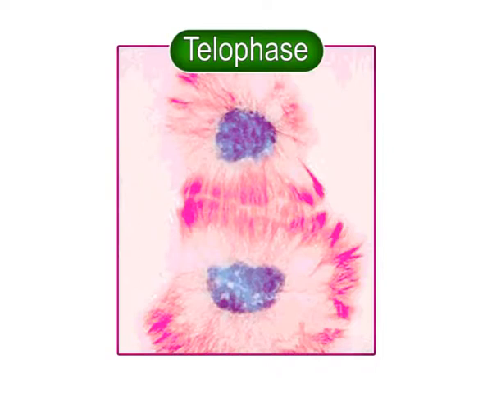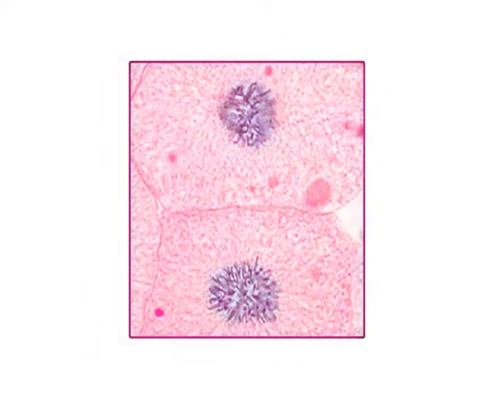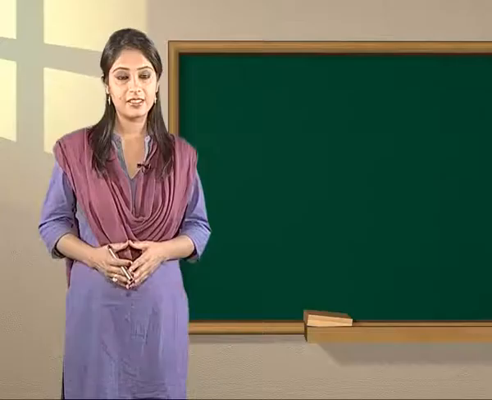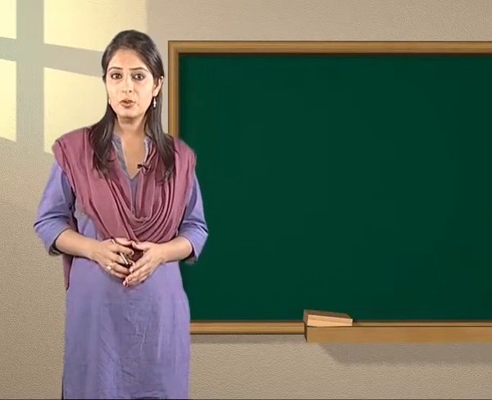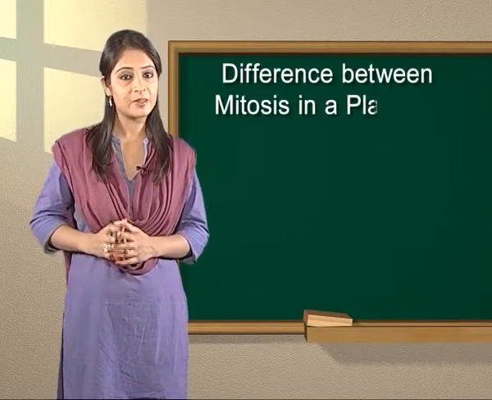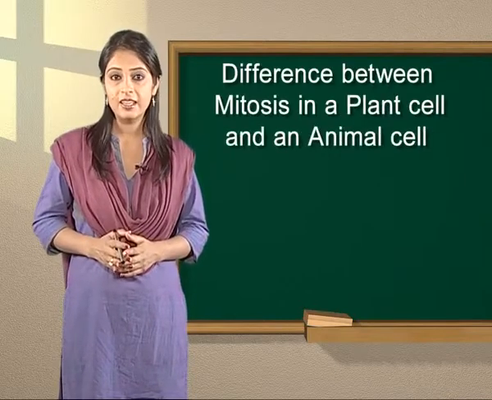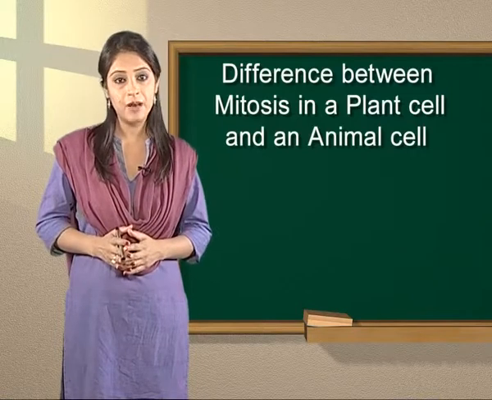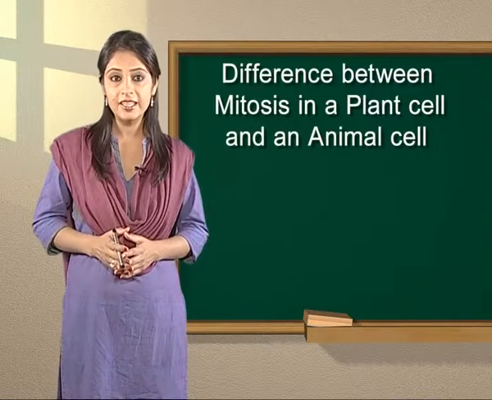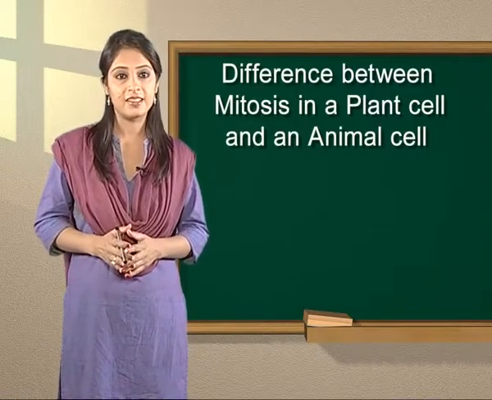This is a cell which has finally divided into daughter cells after the division of cytoplasm. Means cytokinesis has taken place in this cell. Students, did you notice one thing here, that cytokinesis in animal cells takes place with a different style than how it takes place in plant cells? Means cytokinesis occurs differently in animal and plant cells.